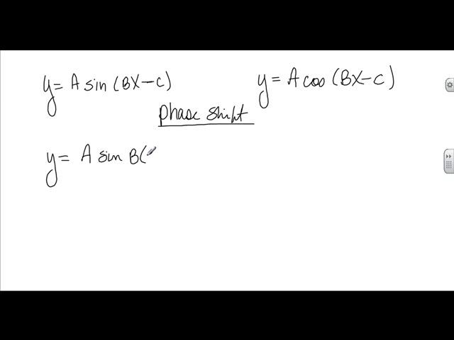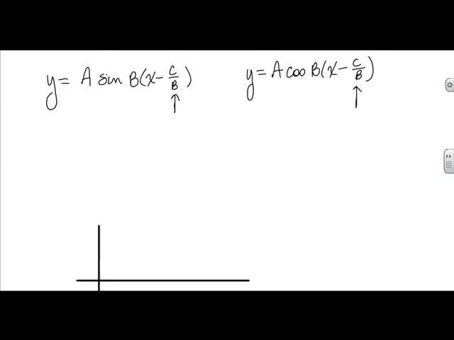So factoring out b gives us x minus c over b. And that's going to determine how far to the right or to the left our curve has shifted. Same thing with our cosine function here. Got to factor out that b. And whatever number that is tells you the shift. Remember that if it's x minus a number, you're shifting to the right, and if it's x plus a number, you're shifting to the left.